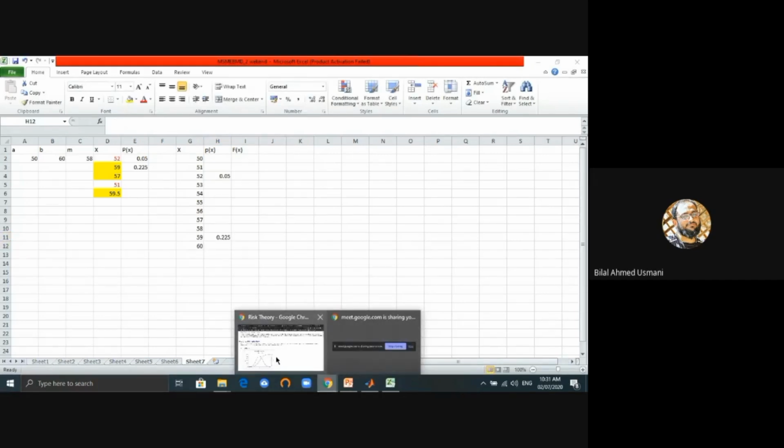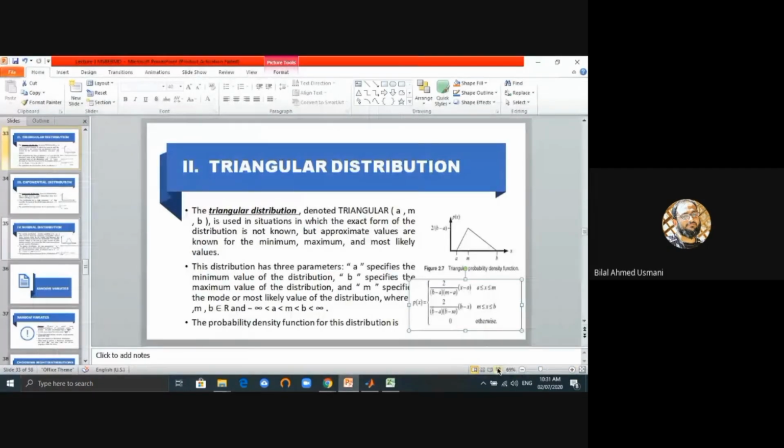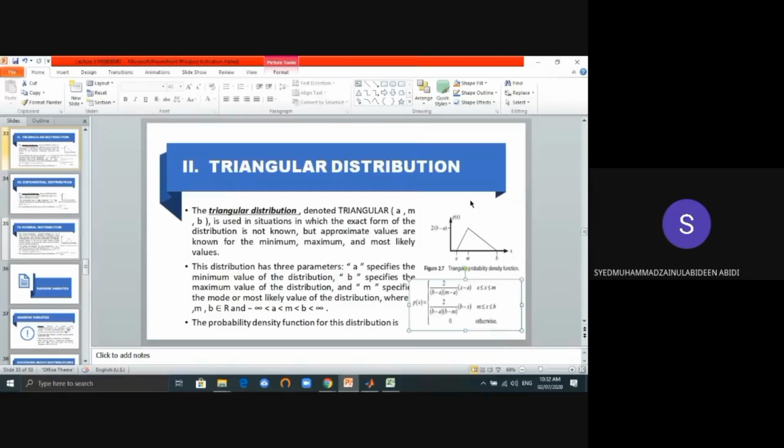Just try putting it in this formula. You know A, it is 50. You know B, it is 60. You know M, it is 58. You just need to put an X, and that's all. Then think about whether the value of X is greater than M or less than M. If it is less than M, or between A and M, use the formula at the top. Sir, it is 0.1. Okay, so it is 0.1.